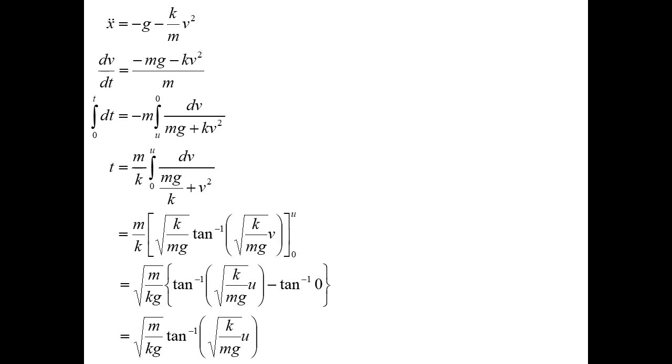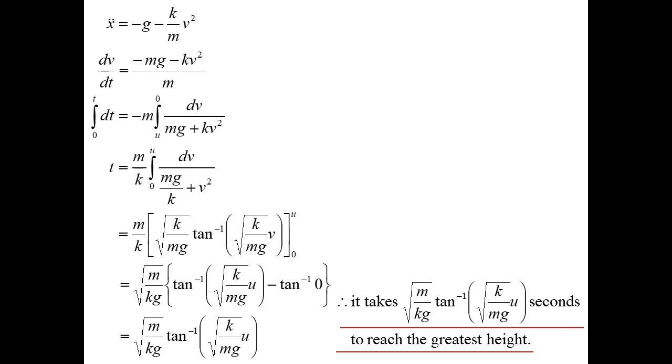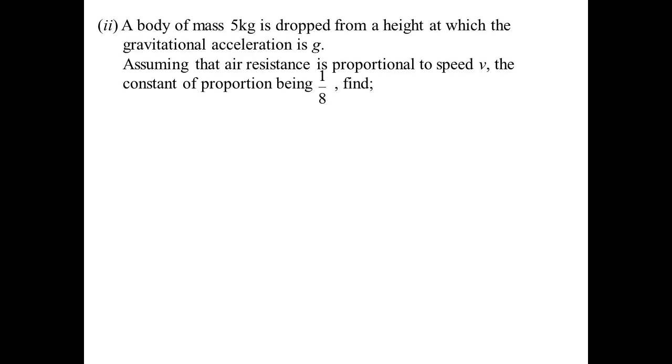Substitute in u, substitute in 0. Thank goodness the inverse tan of 0 is just 0, so that bit disappears. And I get this wonderful expression for the time. The square root of m on kg, the inverse tan of the square root of k on mg u. Right, let's try another one. So you've got to be real careful with the algebra, you notice. A lot of algebra manipulation in this.